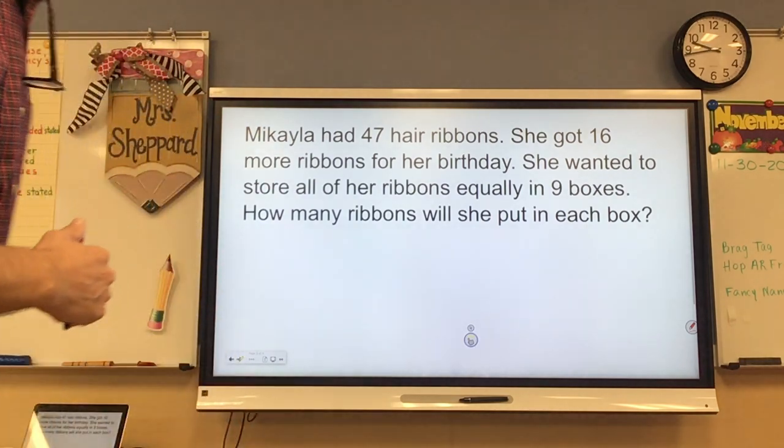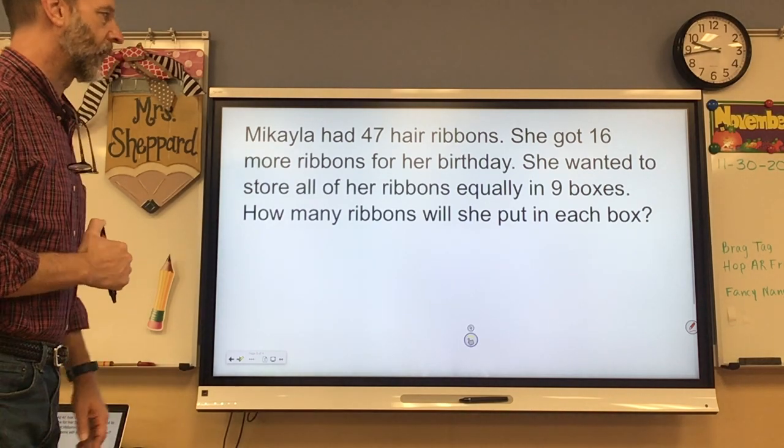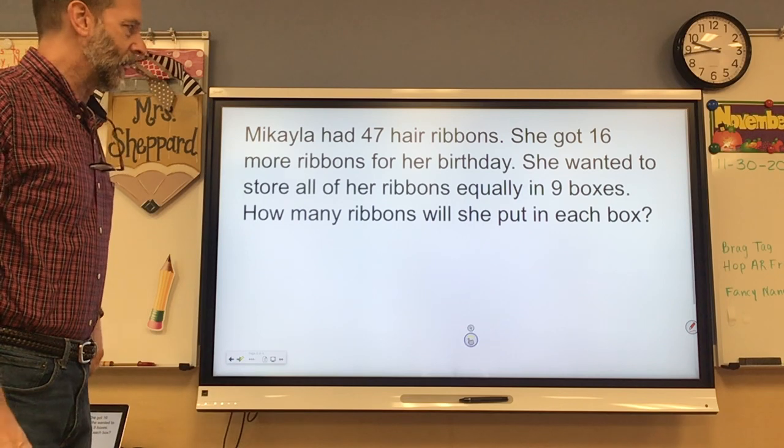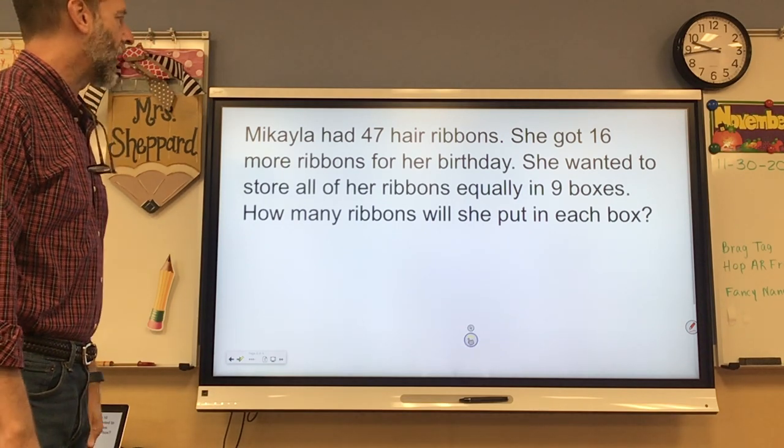Michaela had 47 hair ribbons. She got 16 more hair ribbons for her birthday. She wanted to store all of her ribbons equally in 9 boxes. How many ribbons will she put in each box?